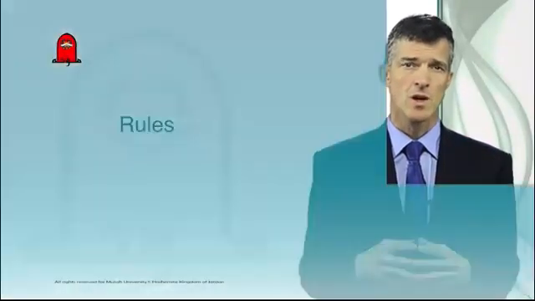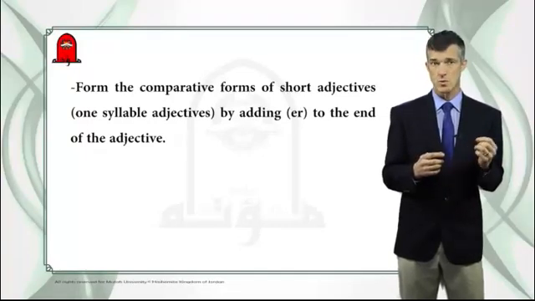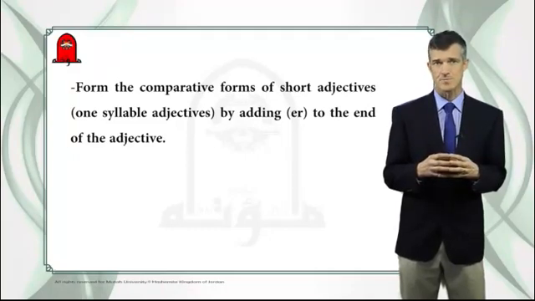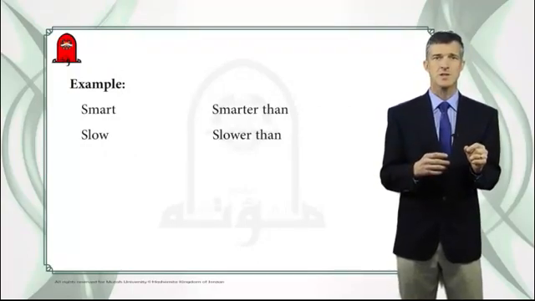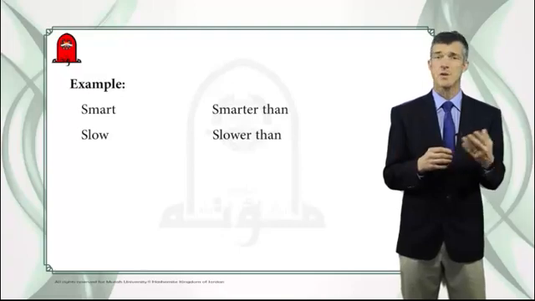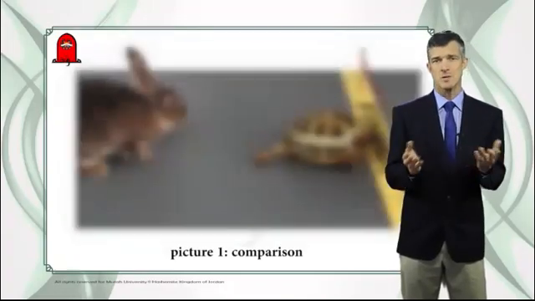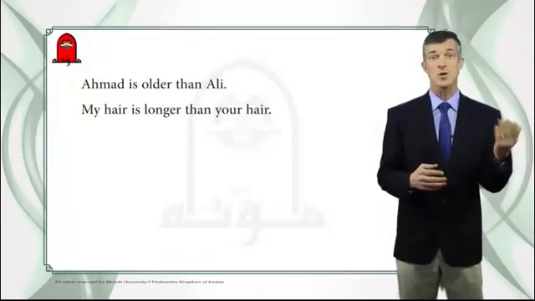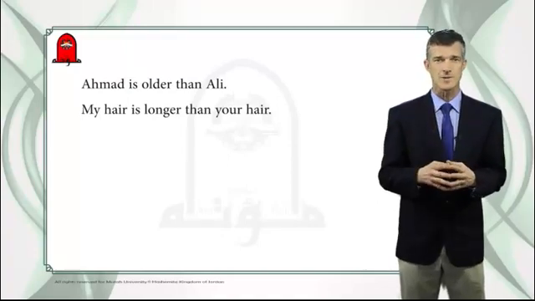Rules. Form the comparative forms of short adjectives, one-syllable adjectives, by adding er to the end of the adjective. Example. Smart, smarter than. Slow, slower than. Picture 1. Comparison. Ahmed is older than Ali. My hair is longer than your hair.